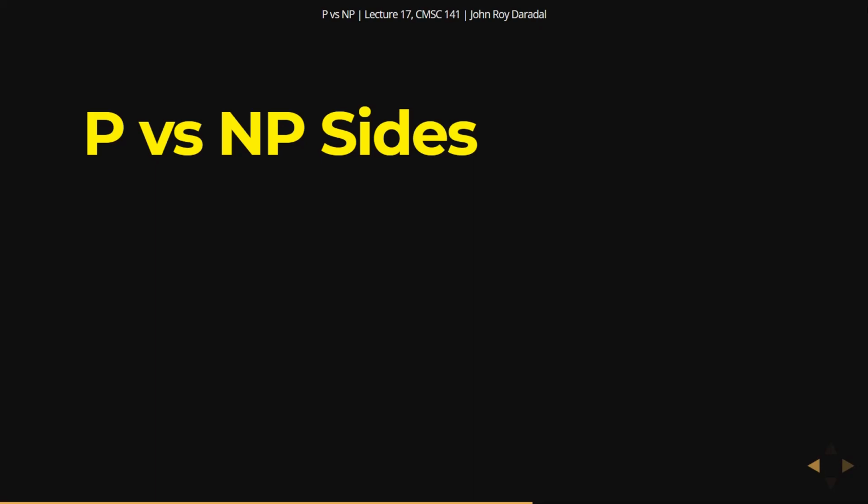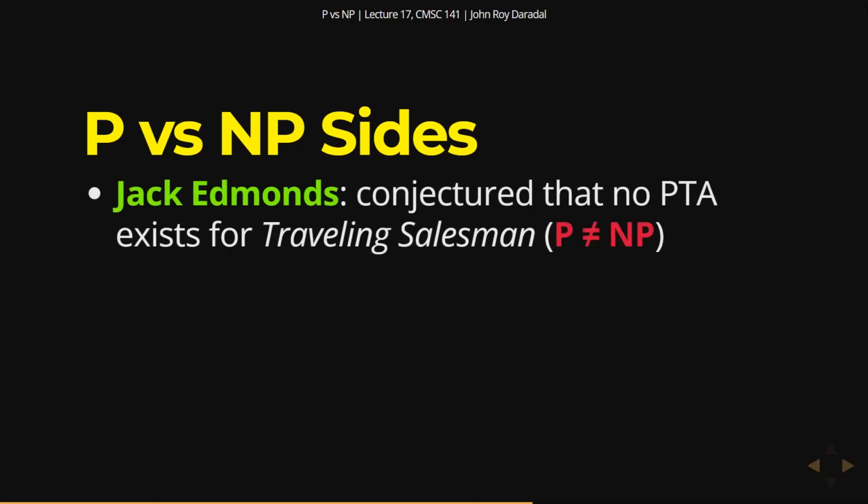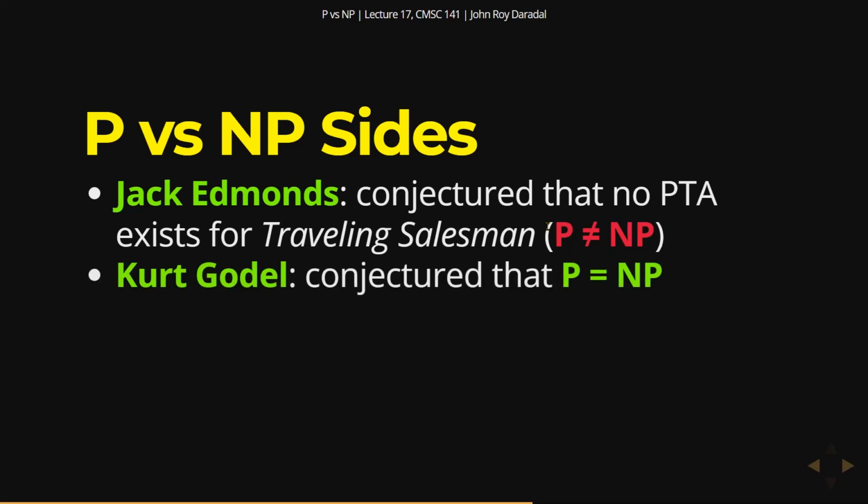So where is the computer science community? Which side are they on? Some people are arguing that P is equal to NP. Some people are arguing that P is not equal to NP. Some of these people are Jack Edmonds. He conjectured that no PTAS exists for traveling salesman. So he claims that P is not equal to NP, but this is only a conjecture. And traveling salesman is one of the NP-complete problems.